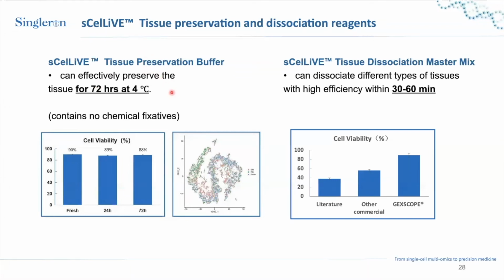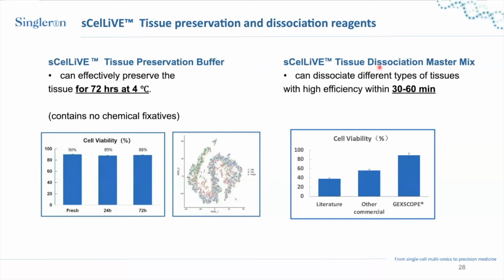With that, you can keep your cells, keep your tissues for 72 hours at 4 degrees, and it contains no chemical fixatives. And here you can see the data. In fresh, 90% is the cell viability in the beginning. And after 72 hours, it only drops 2%, so 88%. And on the right side, this is the UMAP or t-SNE plot that I described earlier. And you can see that 24 hours, 72 hours, and fresh samples don't have any difference between them. The samples or T cells overlap with each other.